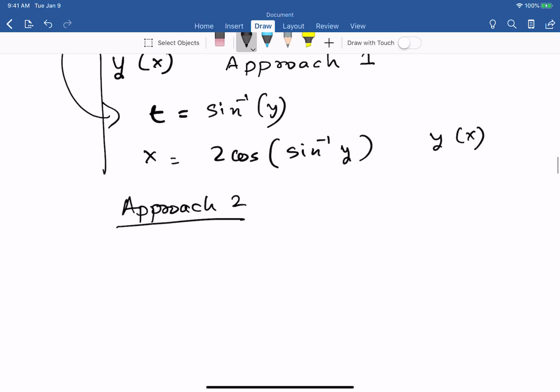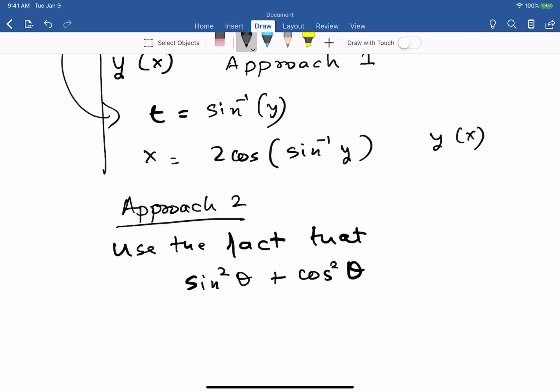So here we are going to use the fact that sine square of anything plus cosine square of the same thing is equal to 1 always. It doesn't matter what theta is. Sine square of theta plus cosine square of theta is equal to 1. This is the most important equation in trig, right? So we're going to try to use this, right? So looking at our two equations, let's try to isolate sine and cosine and plug them into this equation. That's all that we have to do.